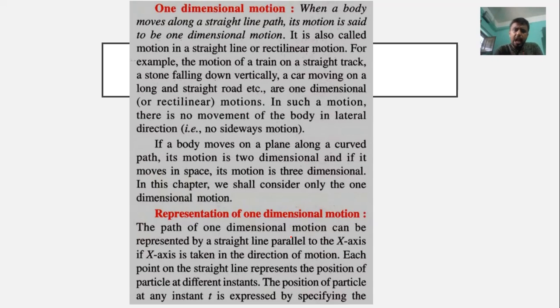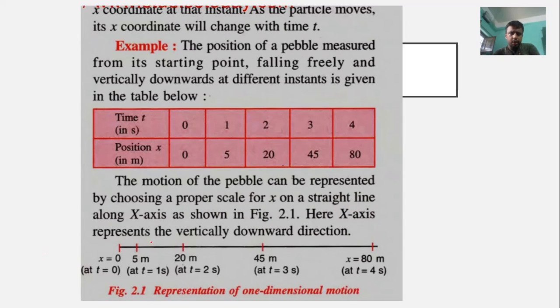Okay. How can you represent a one-dimensional motion? The path of a one-dimensional motion can be represented by a straight line parallel to the x-axis if the x-axis is taken in the direction of motion. If the y-axis had been taken, then that would have been parallel to the y-axis. In the case of a rocket, the travelling of the rocket from the Earth's surface, you can consider it as a one-dimensional motion.